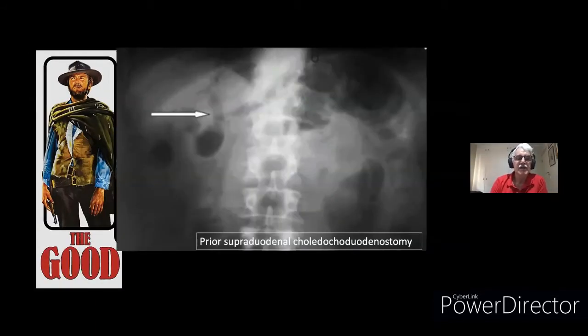First, the good. Here you can see an example of biliary air highlighted with the arrow. And this is from a prior supraduodenal choledochoduodenostomy. This used to be an operation that was widely practiced in the days before ERCP for patients who had stones in the gallbladder, and was an effective operation. But obviously its patency was mirrored by the fact that you could see lots of free air in the biliary system.